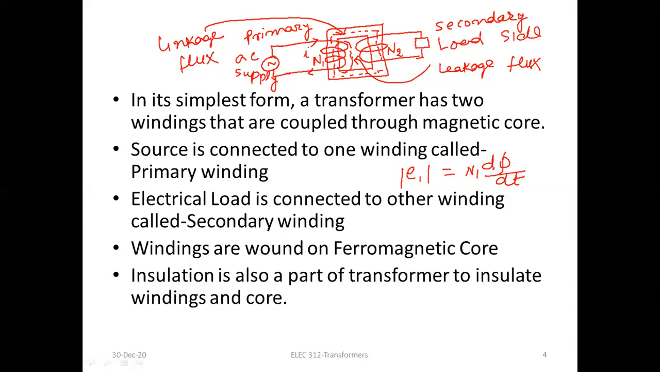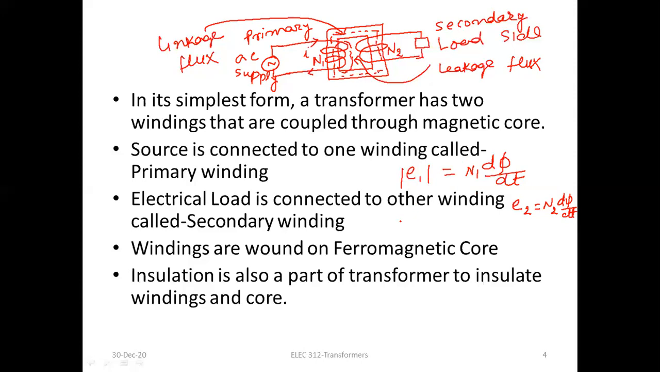For a single turn, it is d phi by dt. Here the flux is changing, because the current is changing in nature. So this flux will also be changing in nature. So induced EMF will be produced in this winding. The same flux is also going here, so here also induced EMF will be produced. So the secondary side induced EMF we can write as N2 d phi by dt. The same flux is flowing here to here. So this is the secondary induced EMF and this is the primary induced EMF.